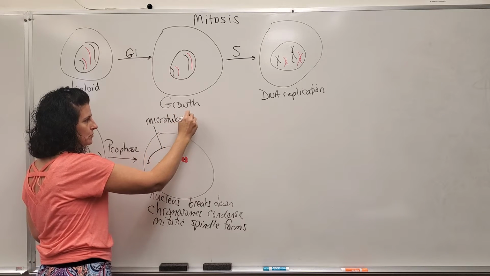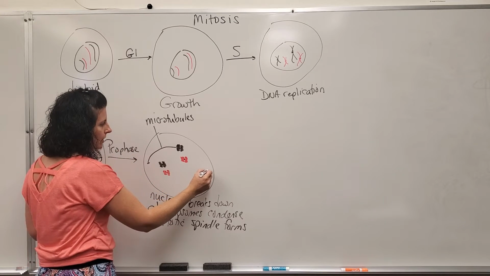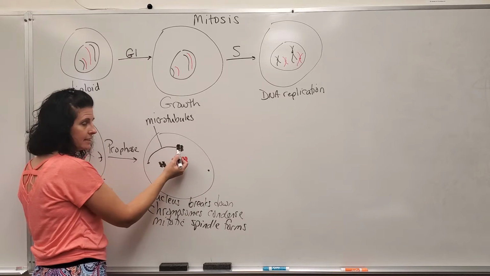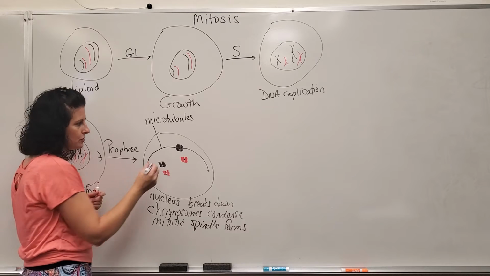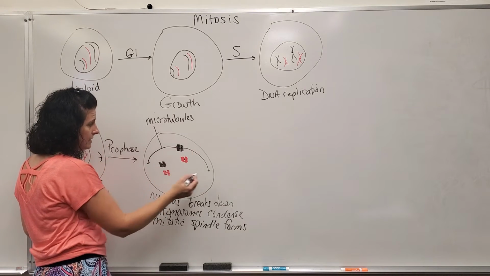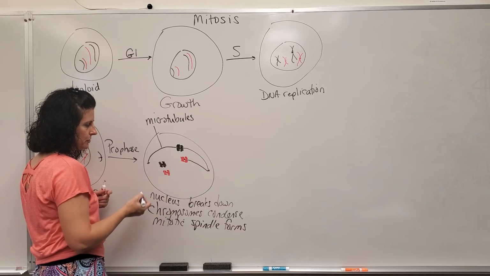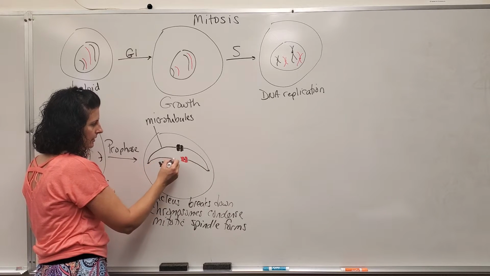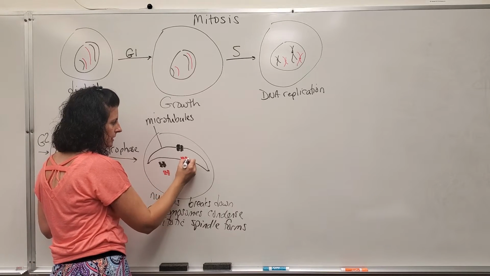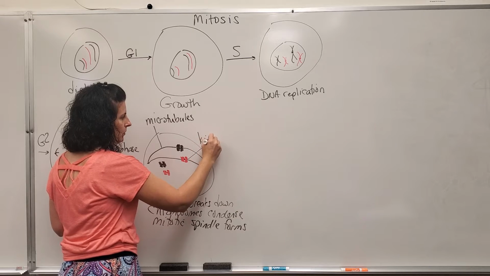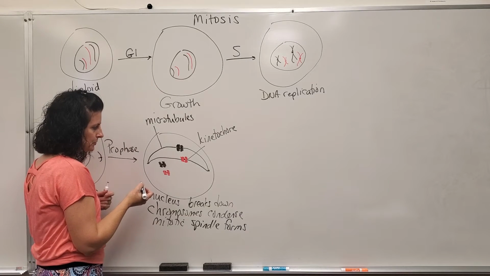So a microtubule here, remember we talked about microtubules with the cytoskeleton. It's kind of our highway, allows things to move inside. So a microtubule from one side attaches to one sister chromatid. Microtubule from the other side attaches to the other. And that's going to happen for all of our chromosomes. So a microtubule comes and attaches to our sister chromatid here. Microtubule from the other side attaches to the other sister chromatid. This point of attachment is called a kinetochore. And that's on all of the chromosomes.